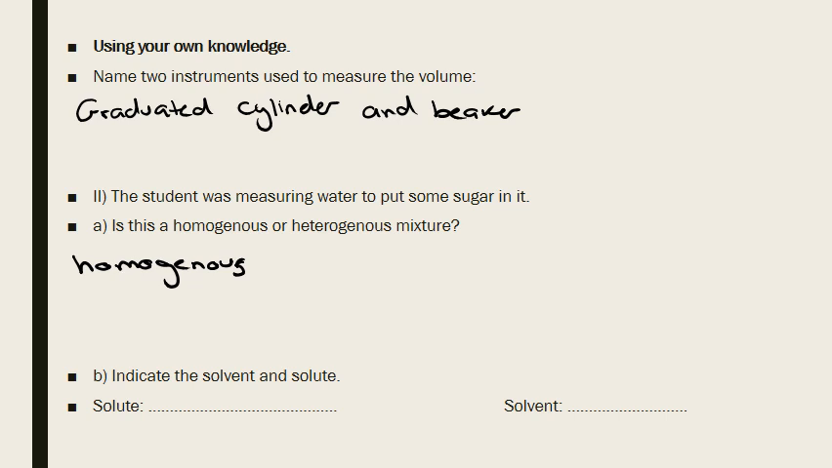Indicate the solvent and the solute. Remember, the solute is the part that is dissolved. So the one that's being dissolved is the sugar. So that is the solute. And the solvent is the part in which the solute is dissolved. So because the sugar is dissolved in the water, the solvent is water.